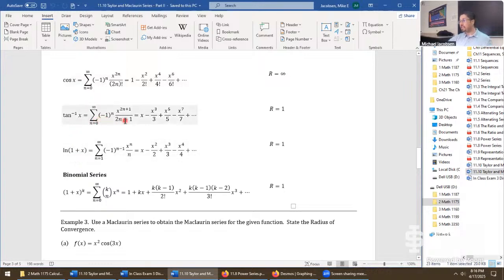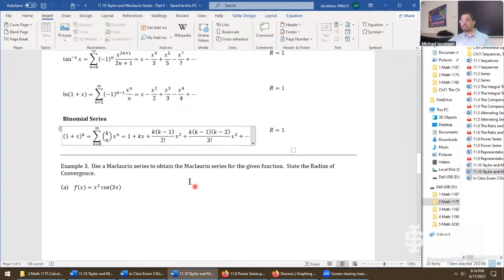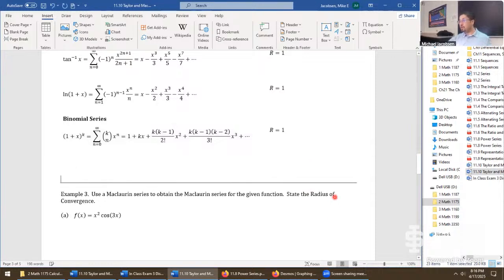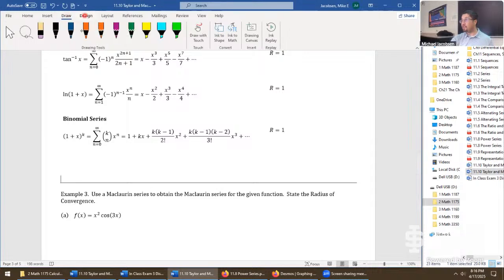Tangent inverse takes on an interesting route. Natural log of 1 plus x, kind of similar to what we were doing, has this format. And here comes the binomial series. If you have 1 plus x to the power k, you can use a so-called binomial coefficient and write out the power series for this. What's not written in this part of the notes, but it's out elsewhere, is that the k here is special. k can be any real number. And we really mean it, any real number whatsoever.